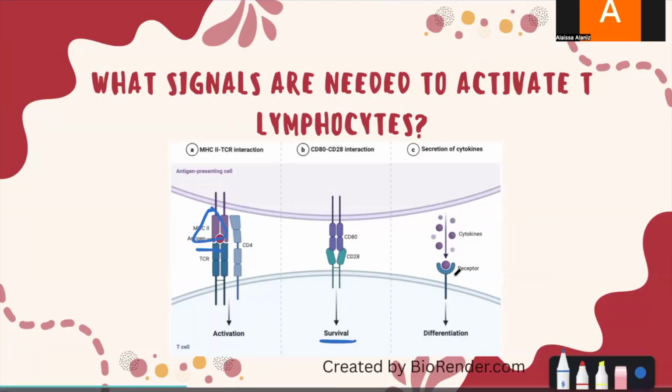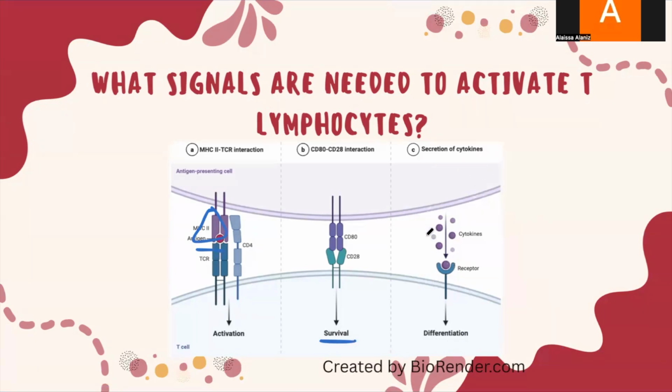This signal supports survival. And signal 3 is cytokines. The third signal comes from cytokines released by surrounding cells. These cytokines guide the T cell's differentiation into specialized subsets and determine the type of immune response that develops.